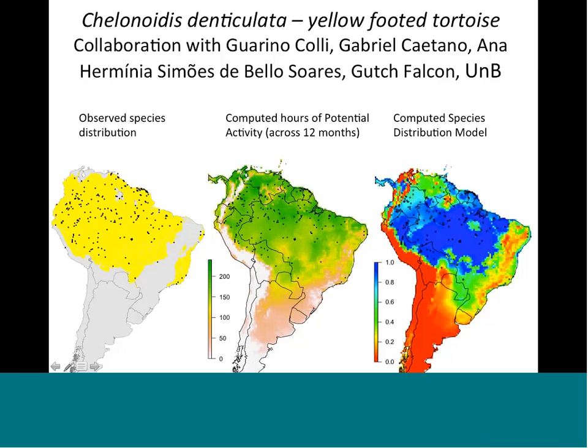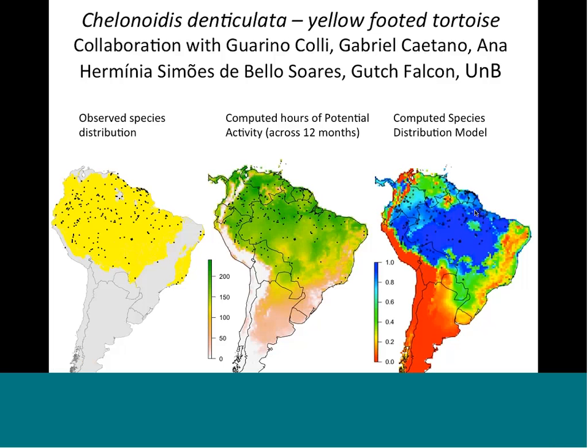So if you just build a computed species distribution model based on one single parameter, hours of activity, you actually get very close to the species distribution. If you add hours of restriction, you get a more complete picture. And if you add precipitation during the breeding season, you understand how its food resources are changing. And if you add precipitation after the breeding season, you might build in more information about how the recruitment dynamics of juvenile yellow-footed tortoises may be impacted by changes in precipitation.